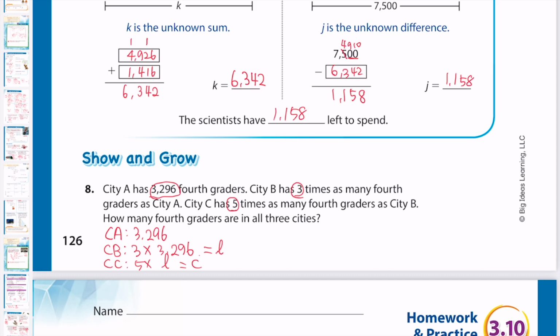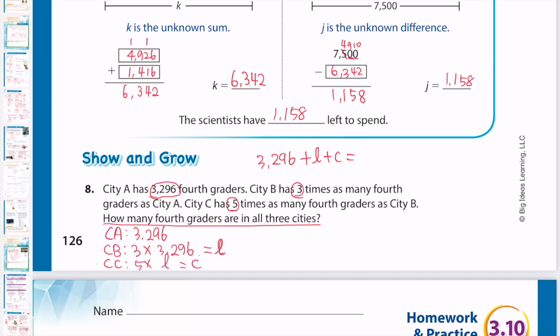And then we need to add, let's say, since my first name is C, I'm gonna put C. So the answer will be what? How many fourth graders are in all 3 cities? 3,296 plus this product L plus C, which is city C. Okay, fourth graders. All right, let's find out this L first.